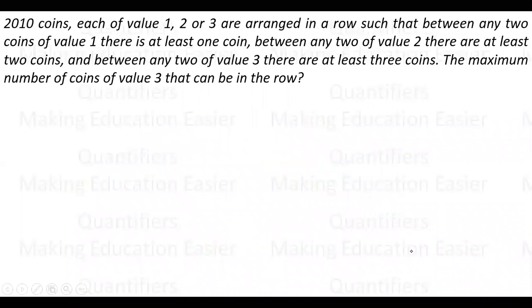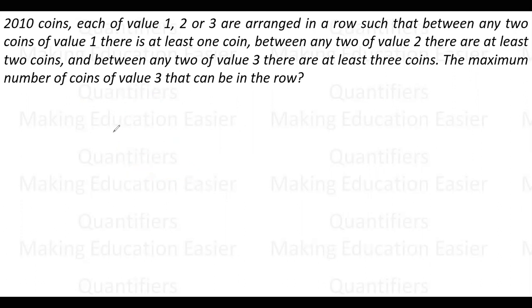In the second question we have 2010 coins, each of value 1, 2, 3, arranged in a row such that between any two coins of value 1 there is at least one coin, between any two coins of value 2 there are at least two coins, and between any two coins of value 3 there are at least three coins. So if I place a coin of 1 anywhere in the line, then I need at least one more coin after it before I start placing 1 again, right? If I place a 2, I need to place at least 2 coins or more before I put a 2 again. If I place a 3, before I put any other coin of 3 I need to put at least 3 more coins. So this is the basic scenario behind this, right?